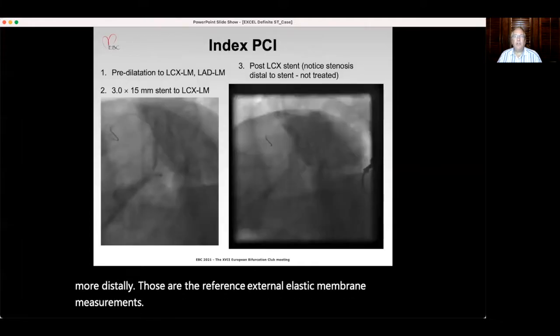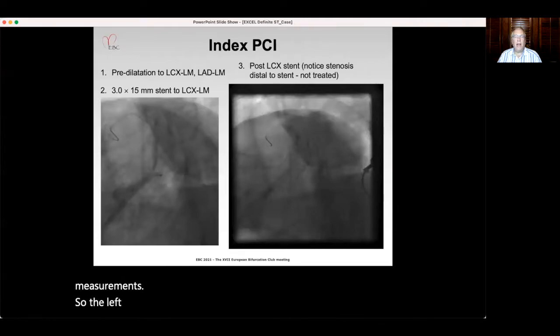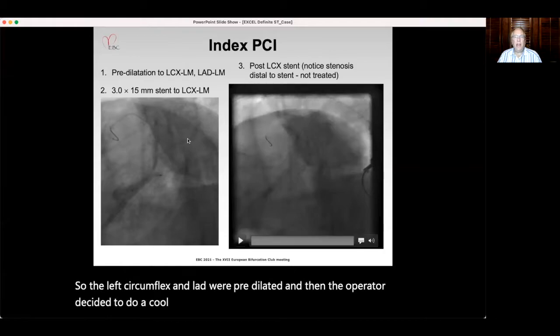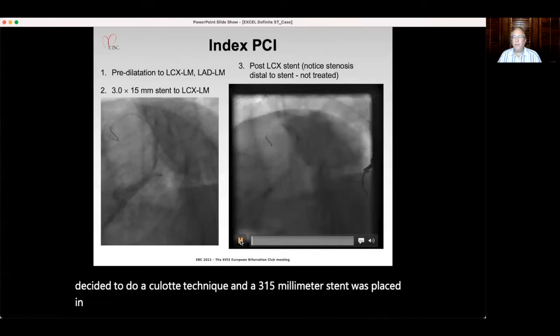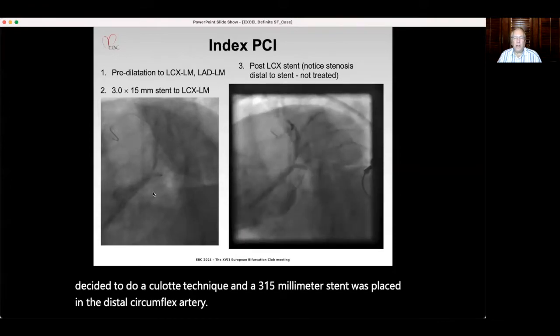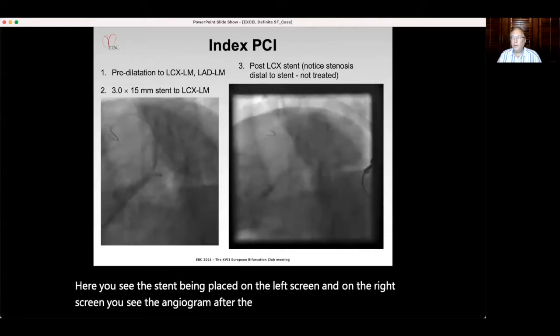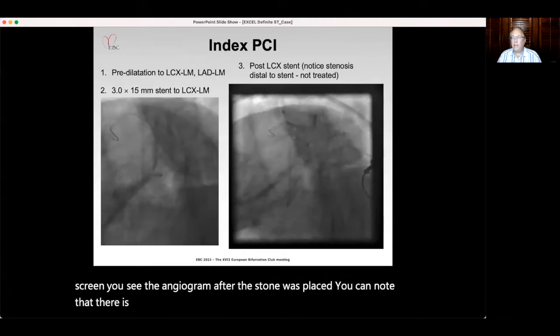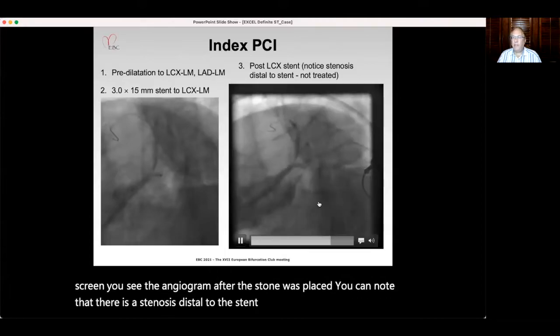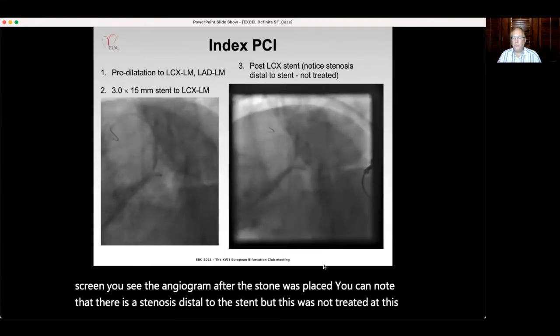So the left circumflex and the LAD were predilated, and then the operator decided to do a culotte technique, and a 3.0 by 15 millimeter stent was placed in the distal circumflex artery. Here you see the stent being placed on the left screen, and on the right screen you see the angiogram after the stent was placed. You can note that there is a stenosis distal to the stent, but this was not treated at this time.